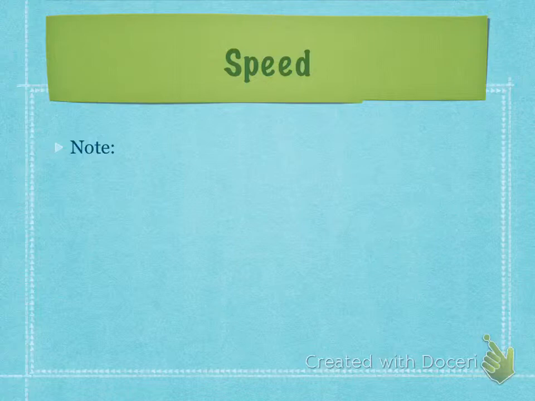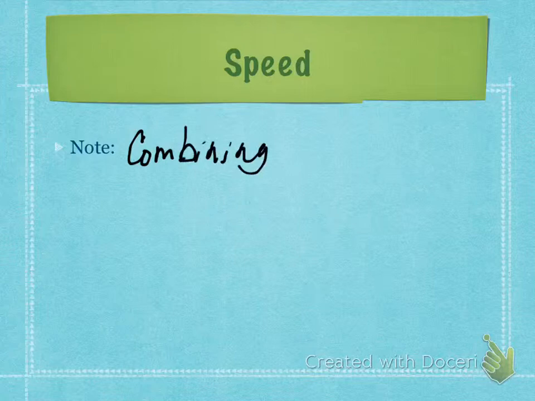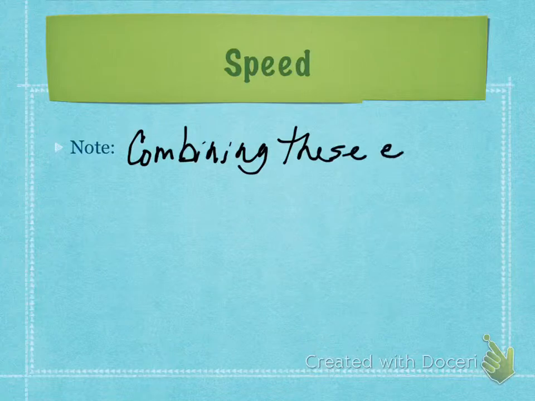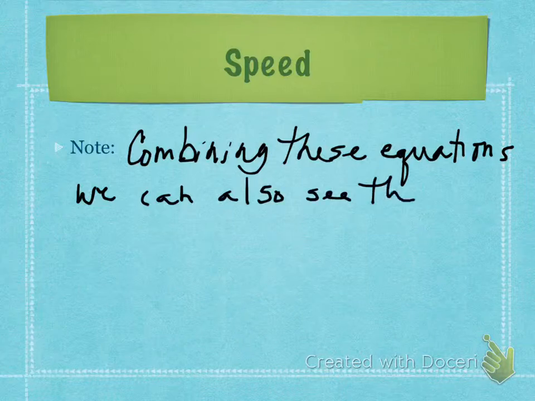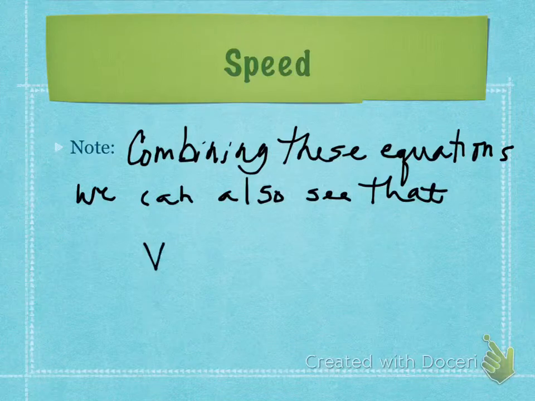So note, we can also combine these equations. So combining these equations, we can also see that the velocity, right, that's the speed along the ground that it's going relative to how far you traveled in that car, is equal to the radius times omega, which is the speed of the actual tire's movement.